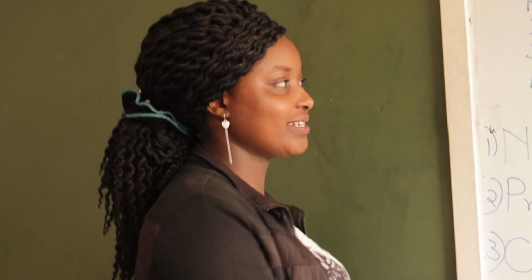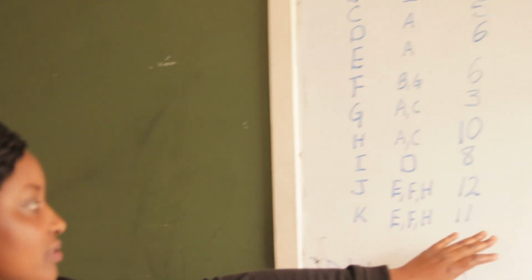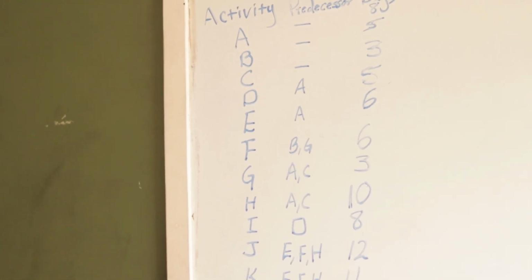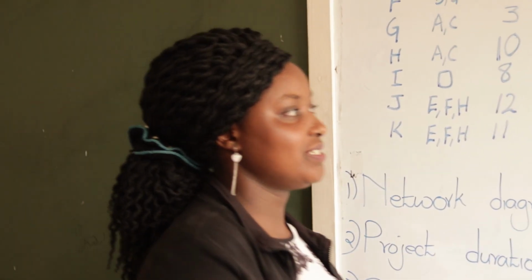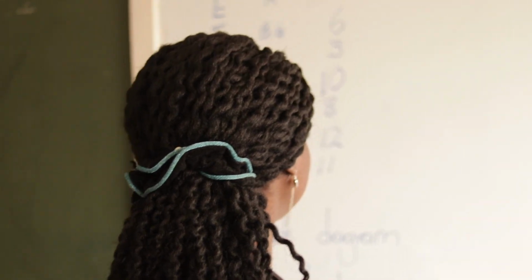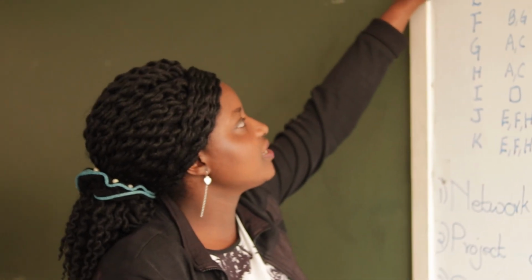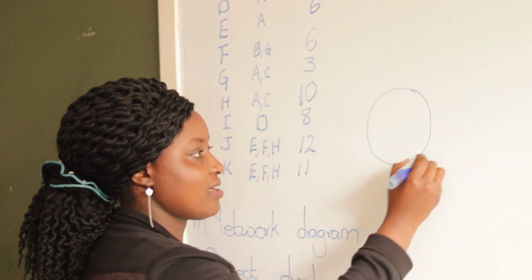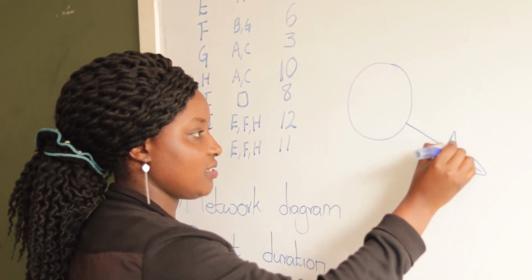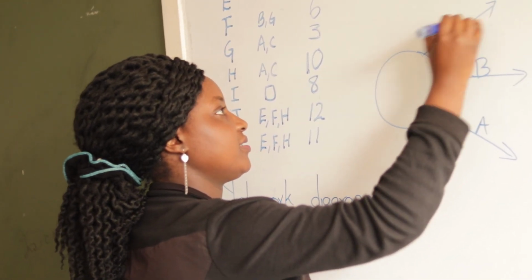Okay, on to our second illustration. We have our activities, predecessors, and the number of days, and our questions are: draw the network diagram, determine the project duration, and the critical path. Just like the other one, but this is a bit more involving. So I'd like us to start. Activities A, B, and C do not have predecessors, so we draw our first node and have activities A, B, and C.